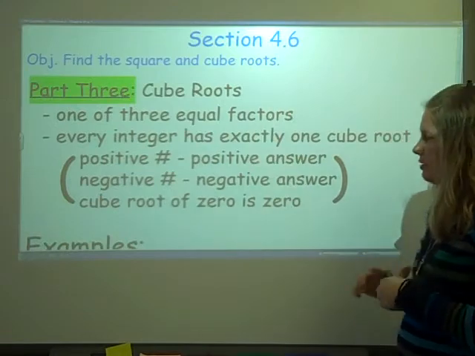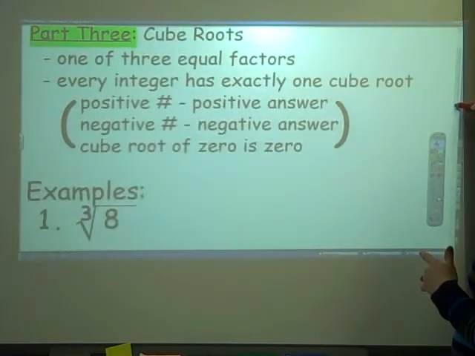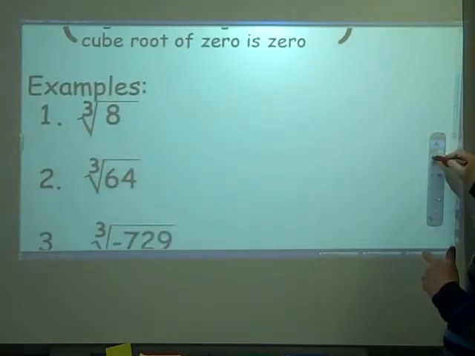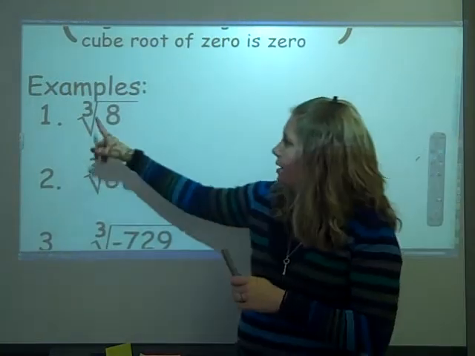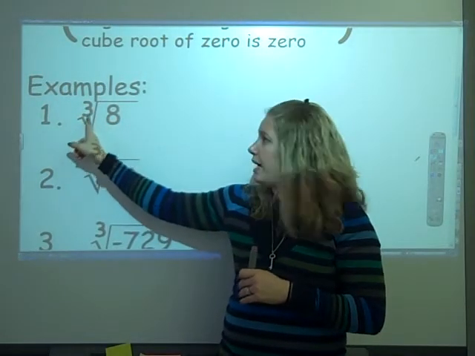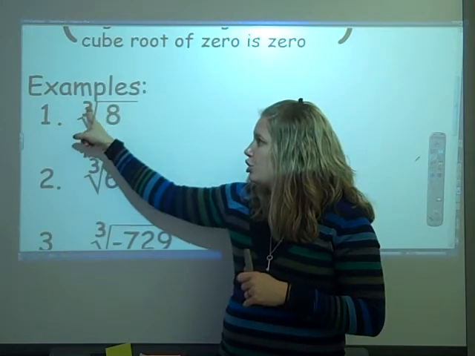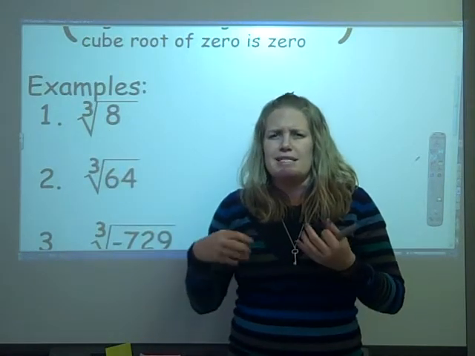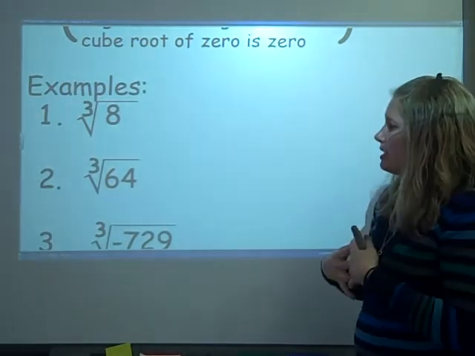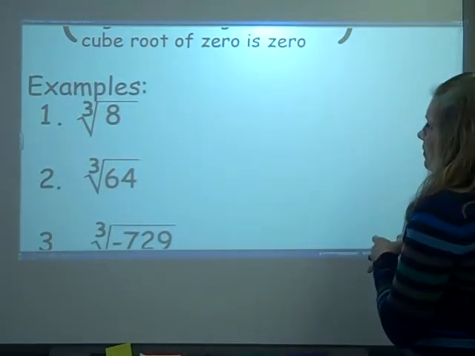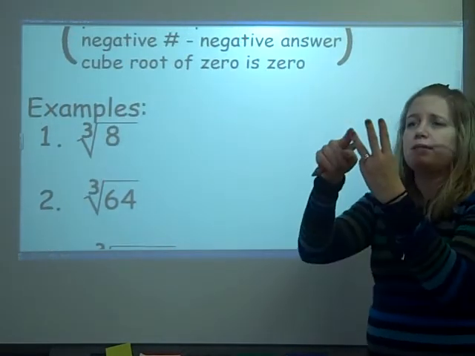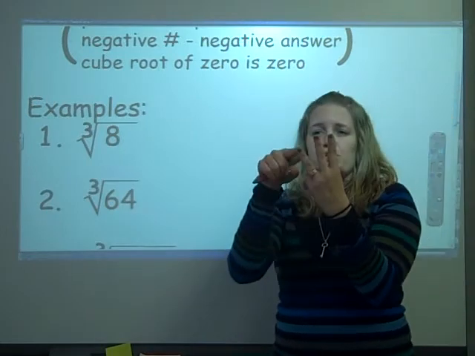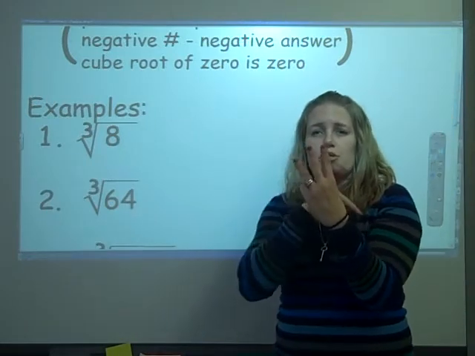So copy all that down. I'll do a few examples, and that's it for today. The symbol for this, if we want anything other than a square root, we have to put the number here. This means the cube root of 8. So what number times itself 3 times will give me 8? So 2 times 2 is 4, times 2 is 8.